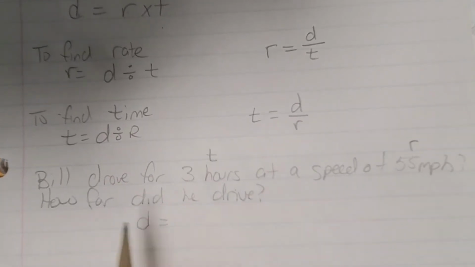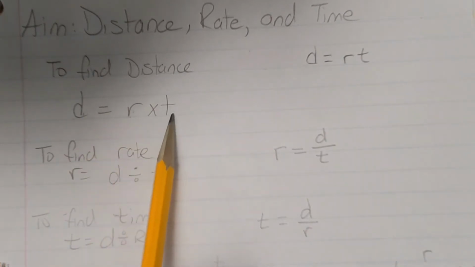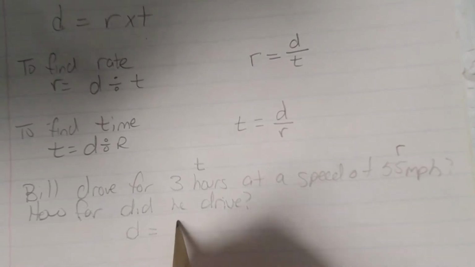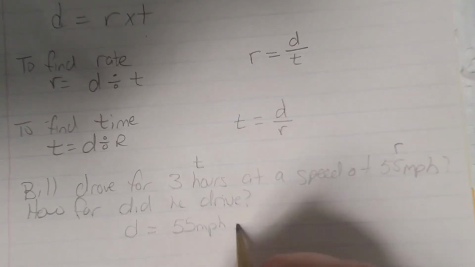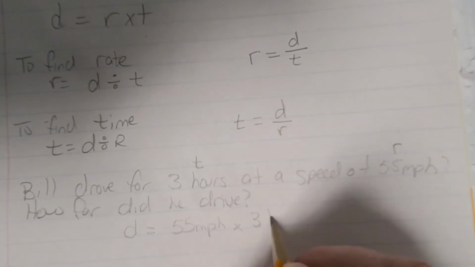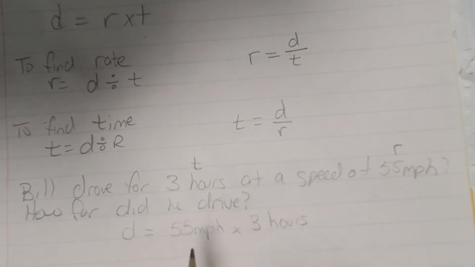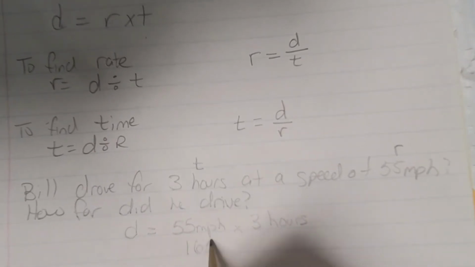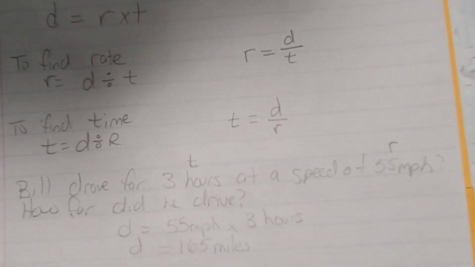And since we're looking for distance, we can go back up here. We're looking for distance, we need a rate and a time, which we do happen to have. We have a rate of 55 miles per hour times 3 hours. So in this case, what we're going to do is 55 times 3, which gets us 165 miles, is the distance he would have driven.